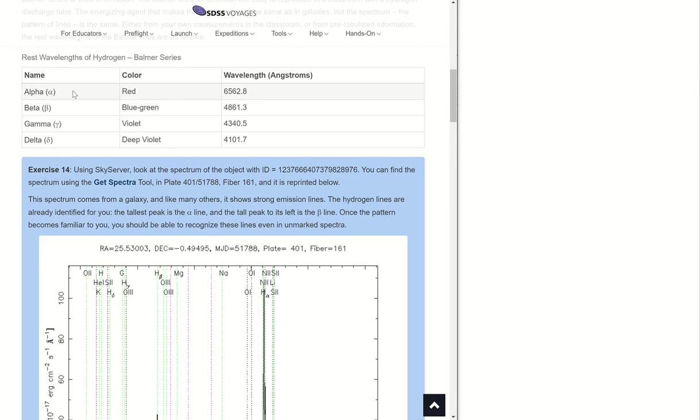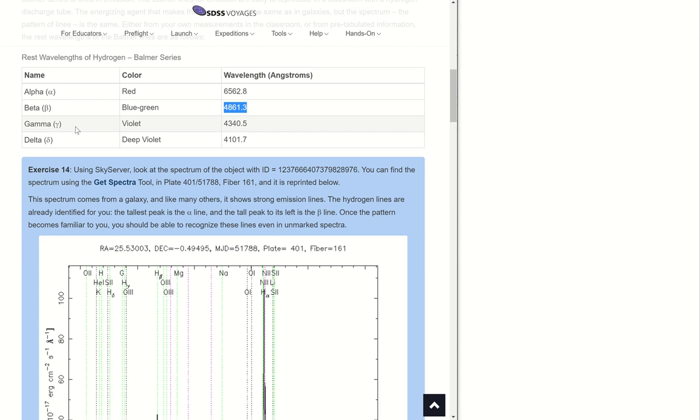So hydrogen alpha, that's the energy level 3 to 2 drop in hydrogen, corresponds to a wavelength of 6562.8 angstroms. That's the same as 656.3 nanometers. That's energy level, again, 3 to 2, that corresponds to red. Energy level 4 to 2 is that teal colored line. That's at 486 nanometers or 4861.3 angstroms.